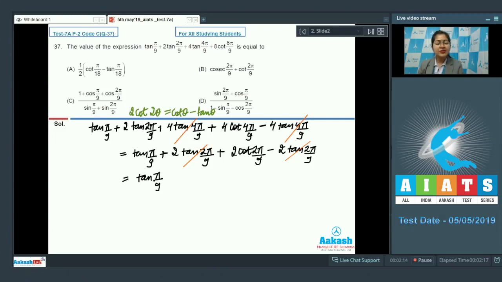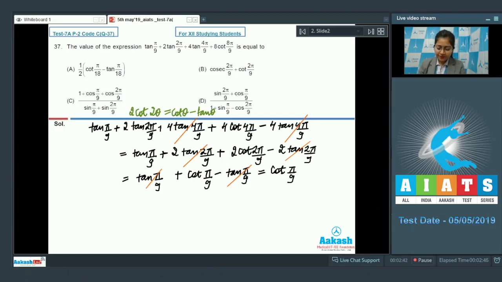For one more case, let's again use this property. So this will be equal to cot pi by 9 minus tan pi by 9. So cancelling these two again, we can check that the value of the given expression is equal to cot pi by 9. So let us solve all the four options to check which is equal to cot pi by 9.